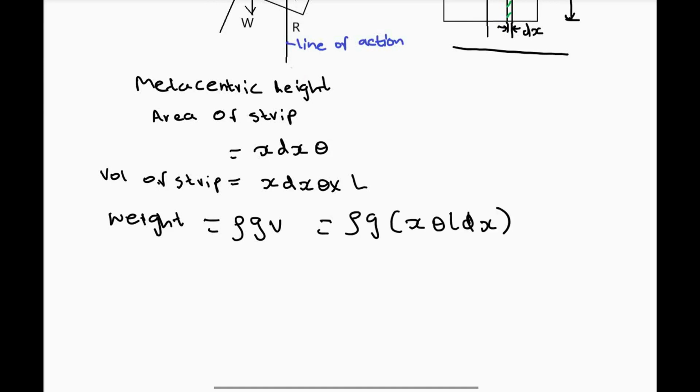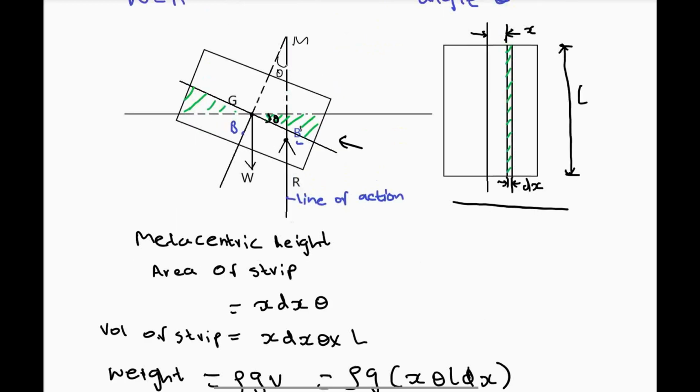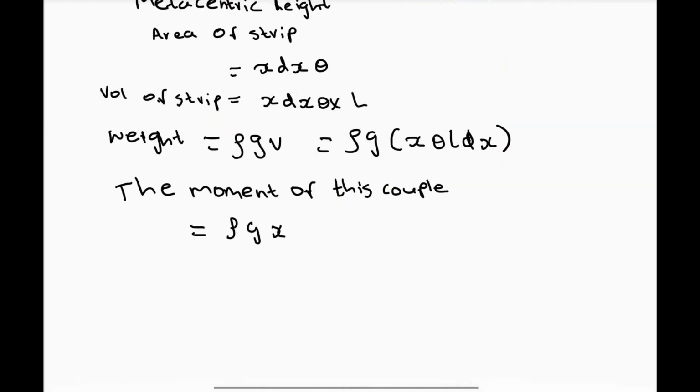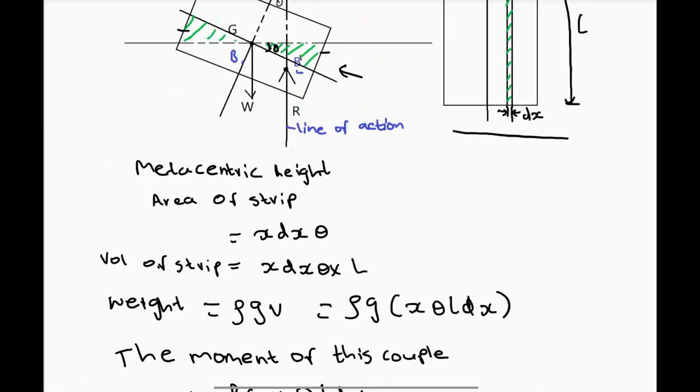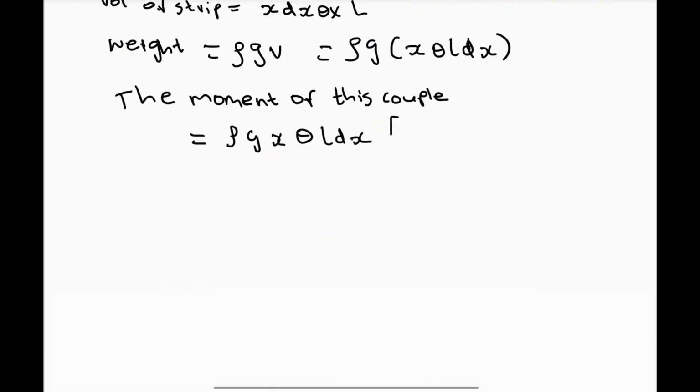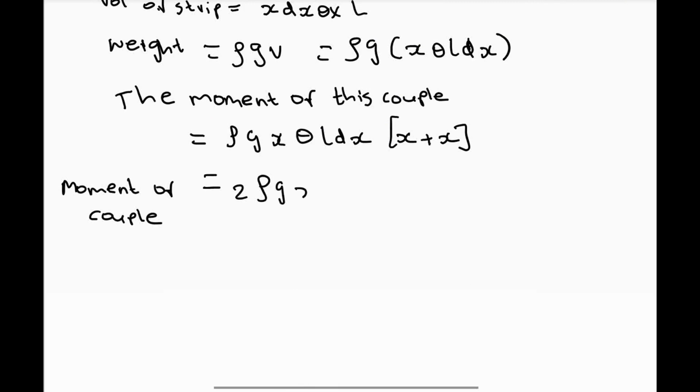The moment due to this weight is experienced on both the left and the right sides. So the moment of this couple, experienced on the left and right sides, this is the left, this is the right, will be the weight times the distance to the strips, which is h. Both strips will be h plus h. So I have the moment of the couple as 2 rho g h squared theta L dx. This is the moment due to the strip.